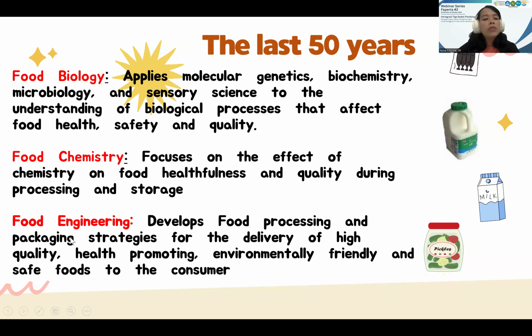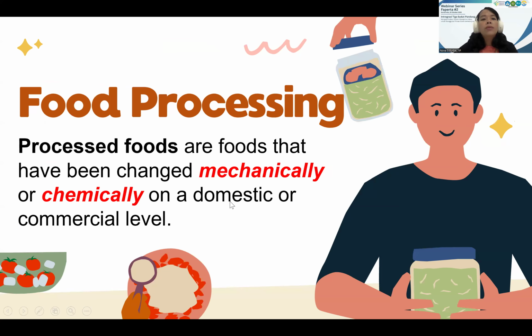And another one is food engineering. Food engineering develops food processing and also packaging strategy for the delivery of high quality, environmentally friendly and also safe food to the customer. So food processing is processing food that has been changed mechanically and chemically in domestic or in commercial level. Domestic means maybe we handle it at home in our kitchen, but for commercial level, it means handling by factory or manufacturer.